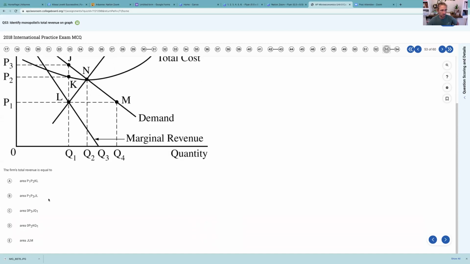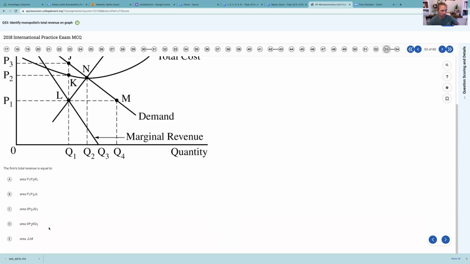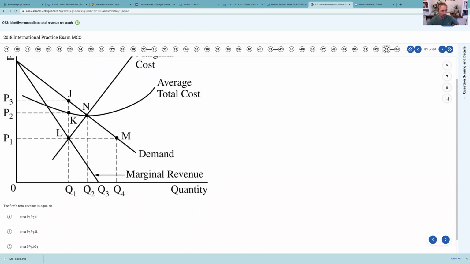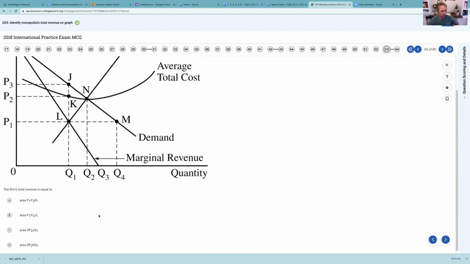So the total revenue, P3, J, Q1, 0 is total revenue. Why am I not seeing this? Am I blind? Here it is. 0 to P3 to J to Q1. So they started here. 0 to P3 over to J down to Q1. Answer choice C.